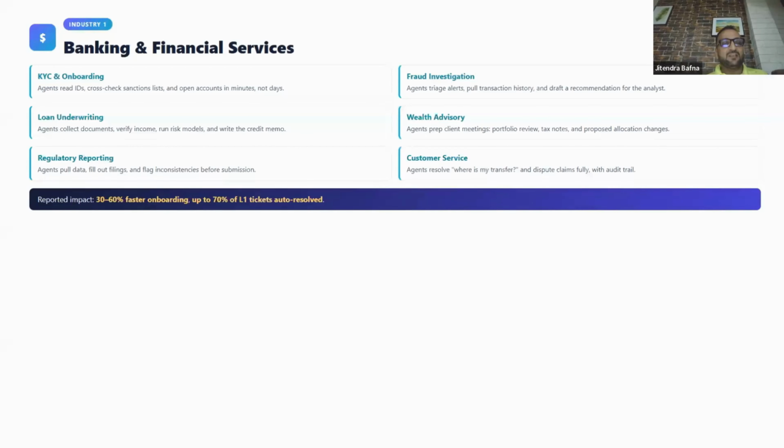Regulatory reporting: it will ensure that whatever data is pulled by the agent is consistent, and that it matches the rules and regulations that are defined. Fraud investigation: an agent can identify fraud patterns, pull the transaction history, and draft a recommendation for your analyst. Then wealth advisory: an agent can prepare client meetings, portfolio reviews, tax notes, and propose allocation changes.